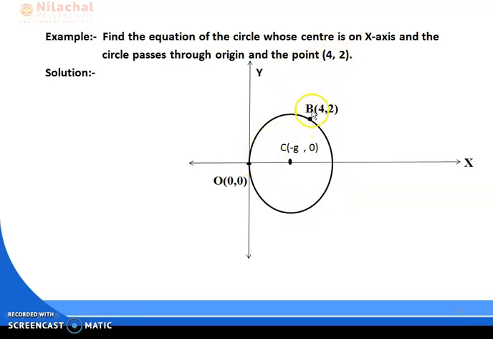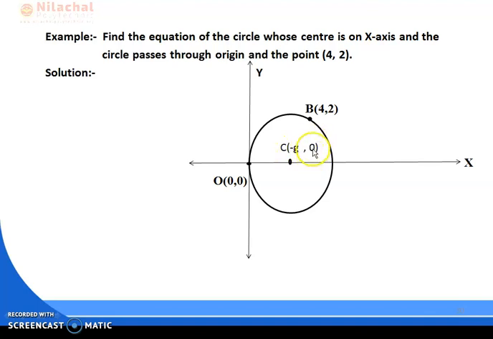So (0, 0) and (4, 2) are on the circle circumference. That means the circle passes through these two points, and the center is on the x-axis. X-axis means what? The y coordinate must be 0. So what is the center in the general equation? (-g, -f), and the y coordinate must be 0.